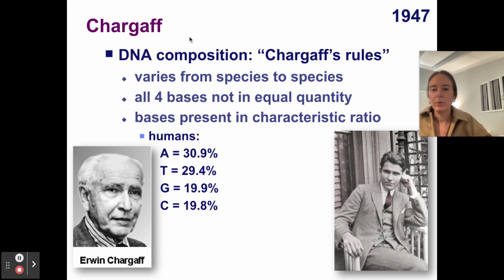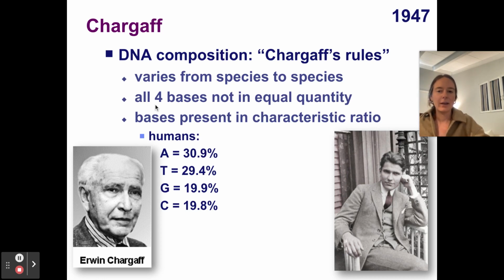And one really important scientist that came up with some important evidence and found some data about the structure of DNA is called Chargaff. We call his studies, or what he found, his conclusion, Chargaff's rules. And he found that the composition of DNA, composition means what it's made up of, varies from species to species. So humans and sea urchins, we have a little bit different composition of our DNA.